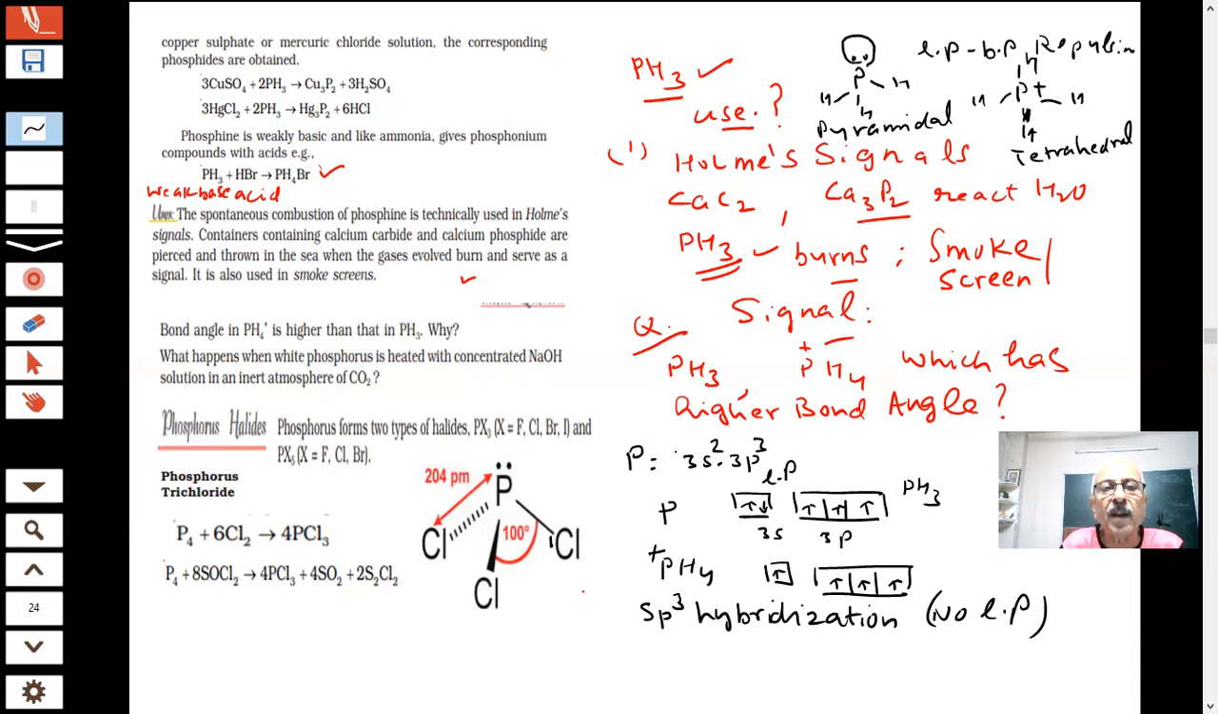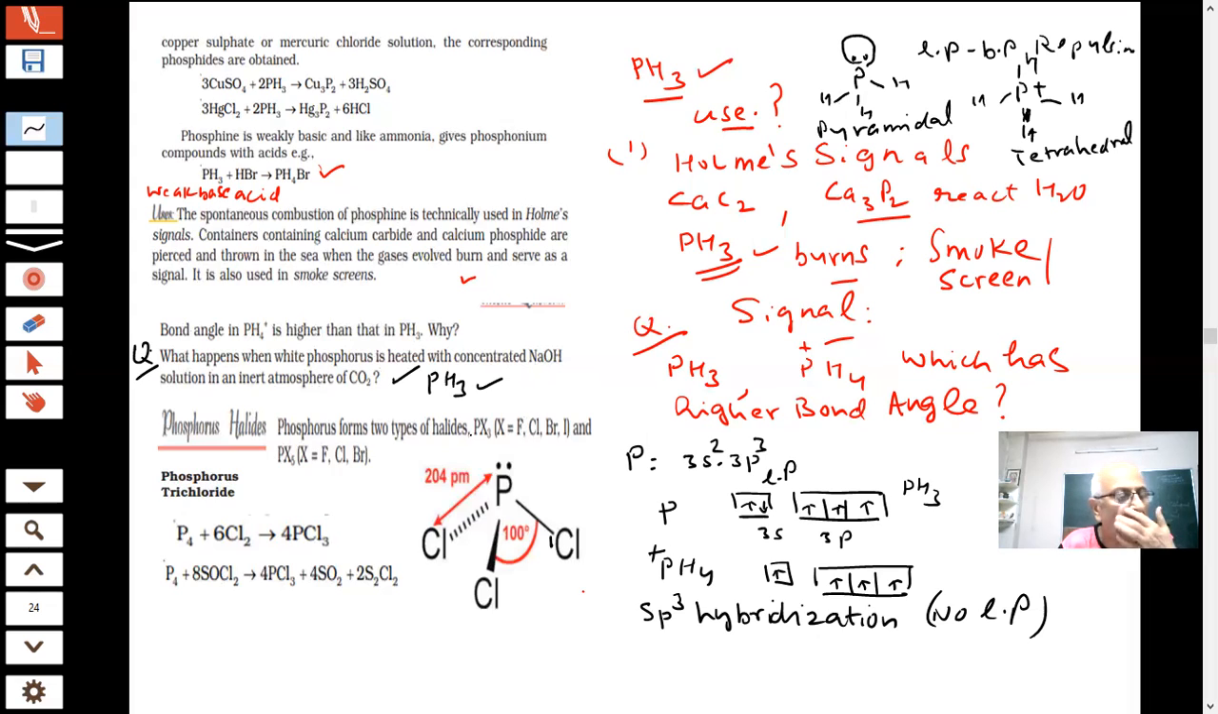Now what happens when phosphorus is heated with NaOH? This question, again this question: what happens when white phosphorus is heated with concentrated NaOH in an atmosphere of CO2? This is the preparation of which gas? Phosphine, PH3. An important question asked in the papers.